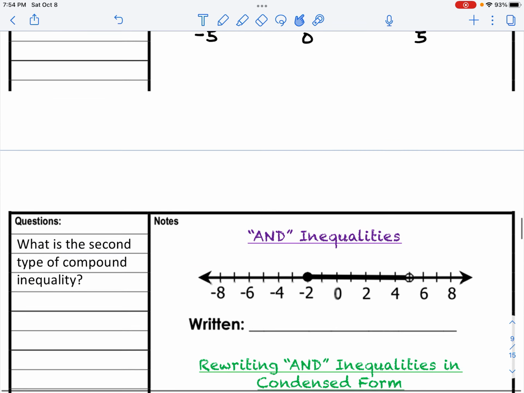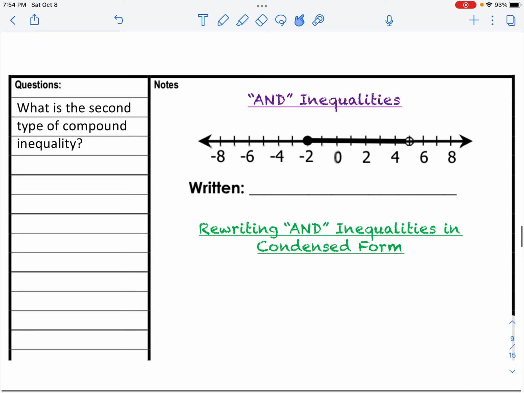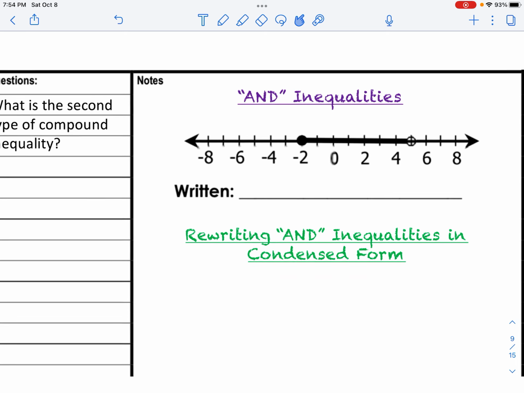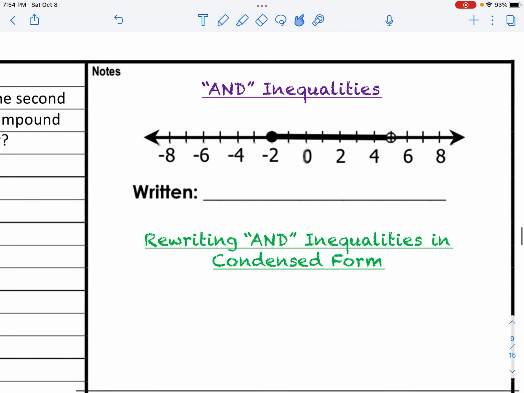All right, so that's an or inequality. And inequalities, when we say the word and in English, it means it has to satisfy both parts. So this one is a little weird. There are really two parts to this one.